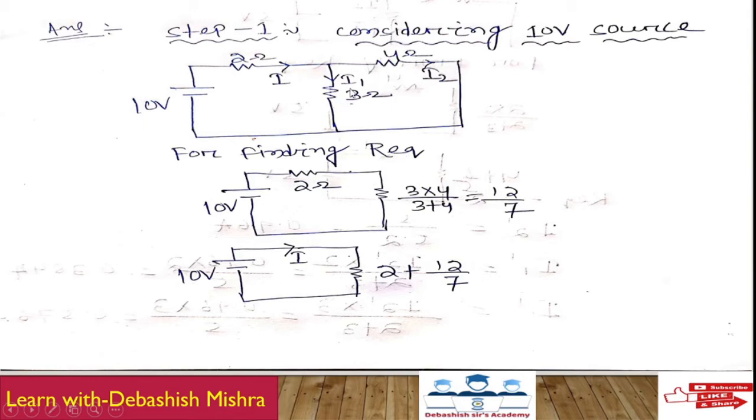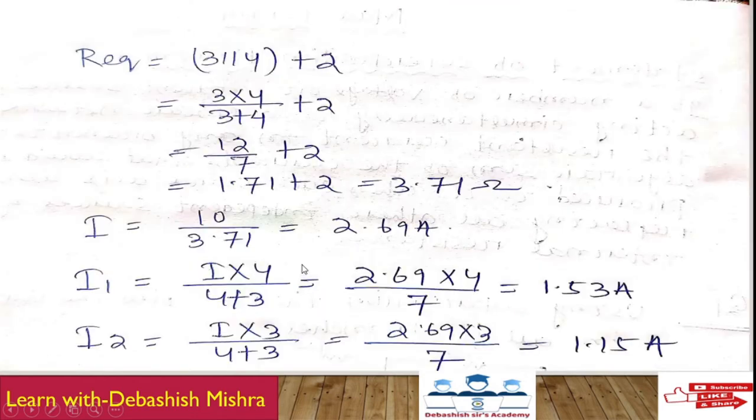We can see 3 and 4 are in parallel because I1 and I2 are different currents. So 4 and 3 are parallel, which is in series with the 2 ohm. So it will be 2 plus 12 by 7. So R equivalent is 3 parallel 4 plus 2, which is 3.71. What will be your I? According to Ohm's law, V by R. So it will be 10 by 3.71, which is 2.69.